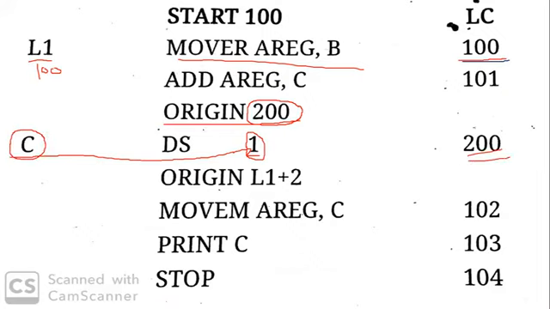Why is this? Because we use ORIGIN here. ORIGIN is the advanced assembler directive which assigns this particular memory location to the given next instruction. If we don't use this ORIGIN, then following the sequence, that is 101, we would get 102 as the address of this C. But we use ORIGIN at this location. That's why the memory address is changed for this particular statement. Again, we have the next statement as ORIGIN L1 + 2.